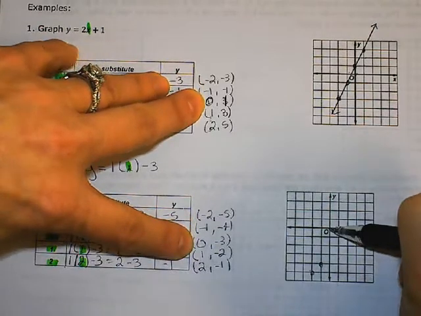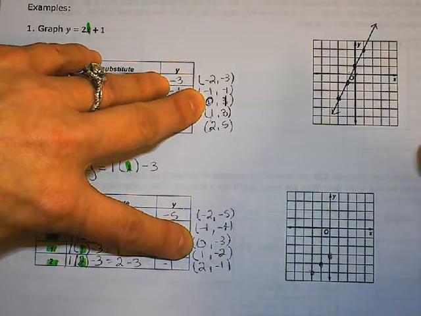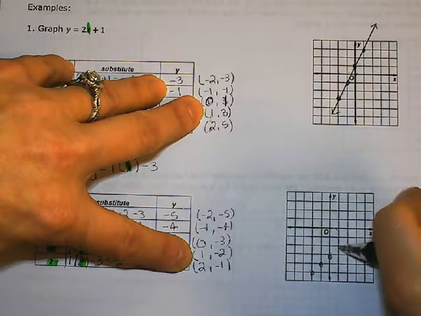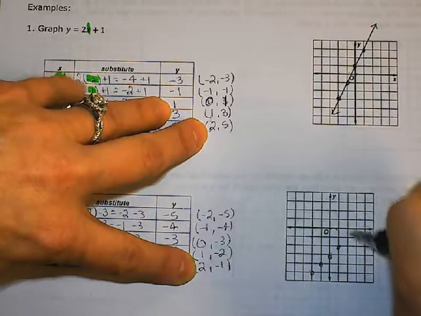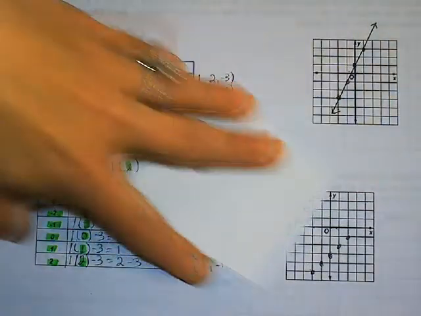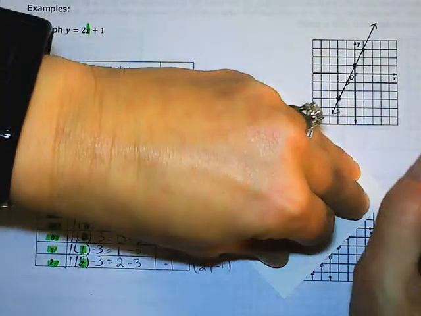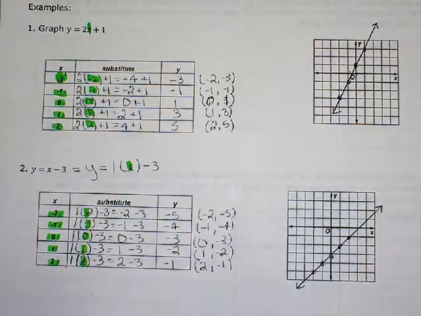Go back to the origin. 0, I'm not going left or right, but I go down 3. Go back to the origin. Right 1, down 2. Go back to the origin. Right 2, down 1. And again, I'm going to use any straight edge I can get my hands on: ID, folder, sheet of paper, ruler, it doesn't matter. It's a lot easier to connect the dots when you have something you can use.